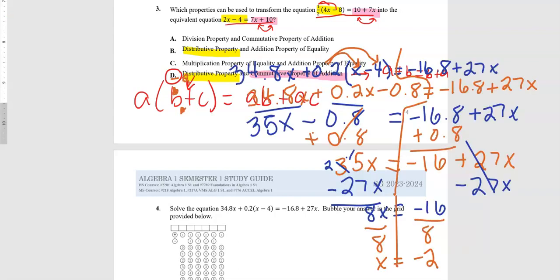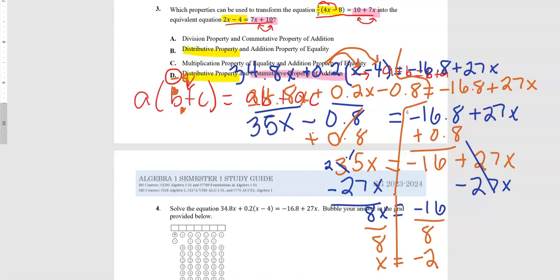All right, here we are on number 4. I already worked this problem out for you because it does take some time. If you can follow my messy digital writing, I did the distributive property first, and then I combined my like terms with my x's to get 35x. I then subtracted 8/10 from both sides, and that left me with 35x equals negative 16 plus 27x. Then I subtracted 27x from both sides, and I got 8x equals negative 16. Dividing both sides by 8, I end up with x equals negative 2.